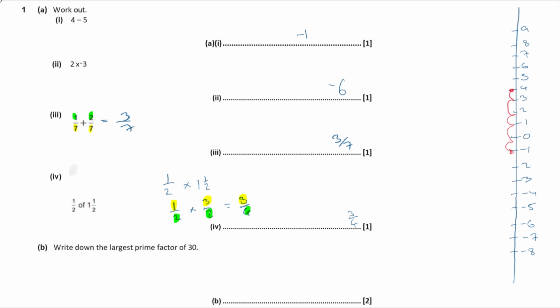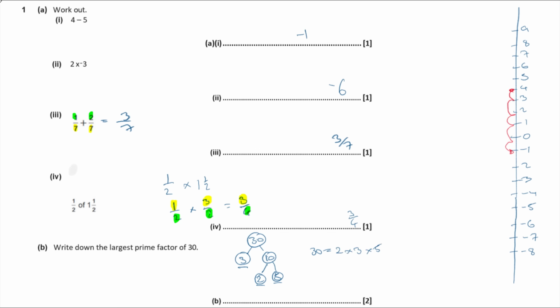Write down the largest prime factor of 30. Well, if I wanted to find the factors of 30, I'd start with a little bubble at the top, and I'd think of, well, what two numbers multiply together to give me 30? Well, it could be 3 and 10. There are others available. 3 is prime. 10 isn't, so I'm going to break that one down a bit further. 2 times 5 is 10. Now they're both primes, so 30 is equal to 2 times 3 times 5 as a product of its primes.